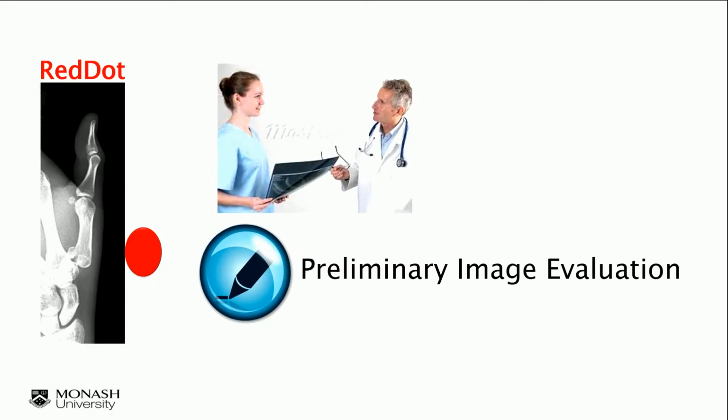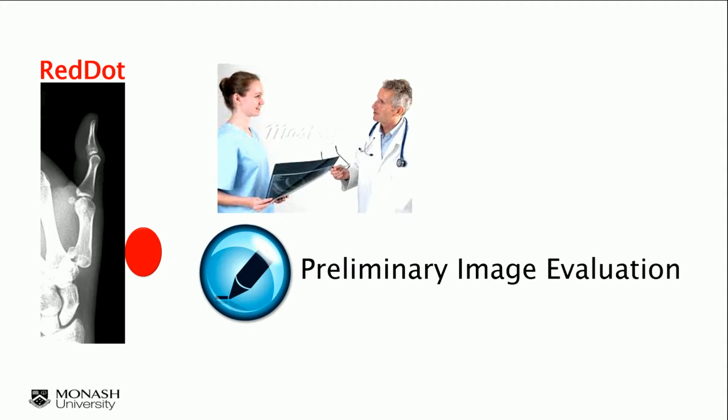So how did image interpretation for non-radiologists start? Initially, it started with the red dotting. So here you can see there's a pathology and the radiographer would place a red dot. At that time, it was hard copy images. Now on the system, they would either type in the word red dot or place a red dot electronically.